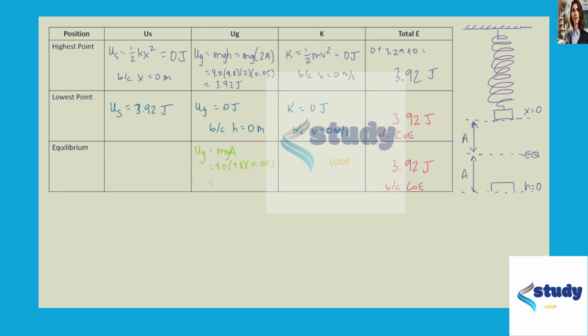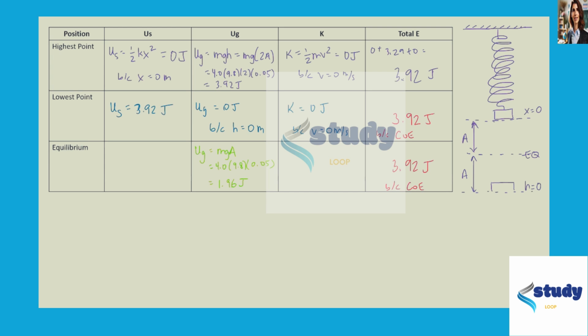And so, not surprisingly, this is half of the maximum, which gives me, because we're at half the total elevation, right? 1.96 joules. Sorry, I was turning the page in my notebook. 1.96 joules. And so then the question becomes, well, how do we divvy up the remaining 1.96 joules?